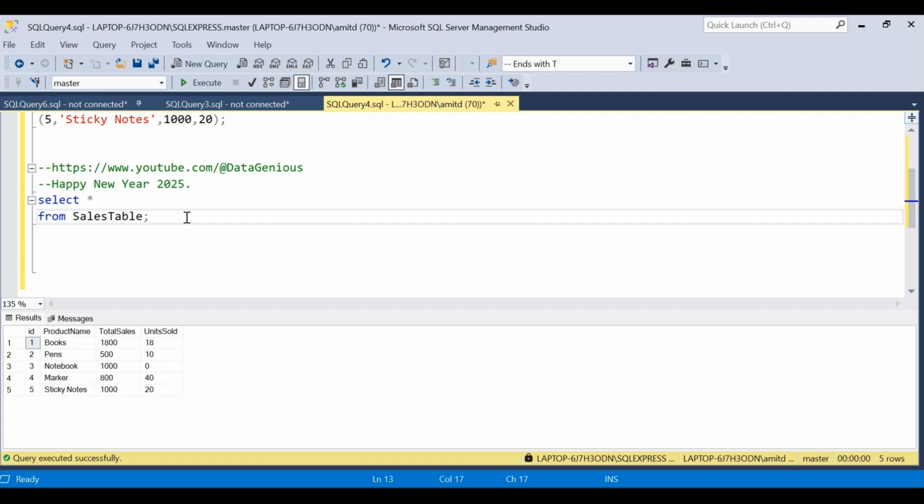Today I'll discuss one of the most asked interview questions if you are preparing for SQL: how to handle divide by zero error in SQL. We have multiple methods to deal with this error, but today we will see the two most important approaches one by one.